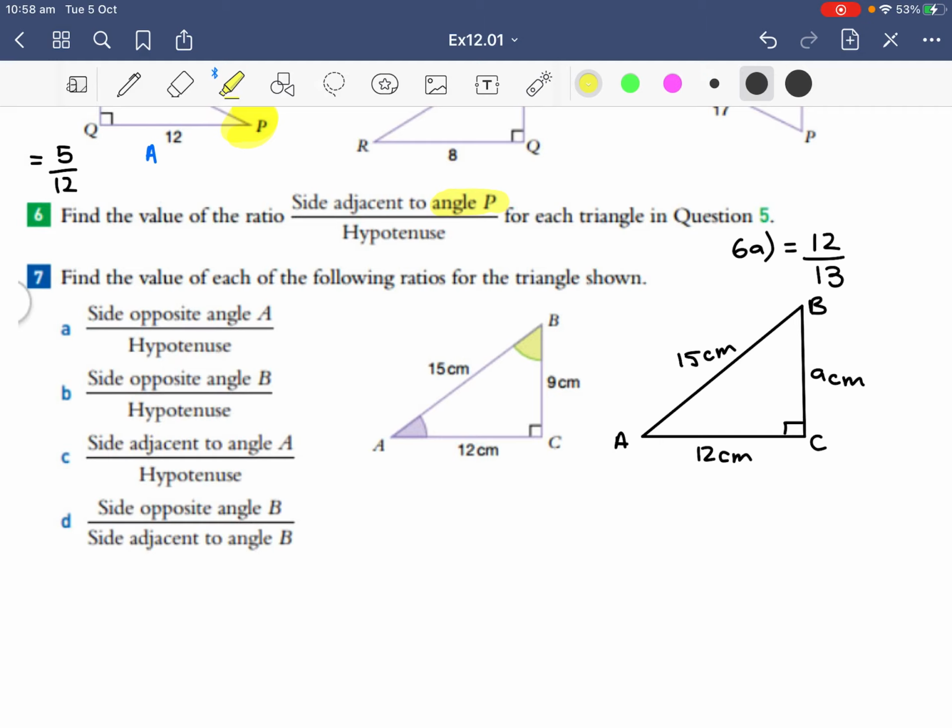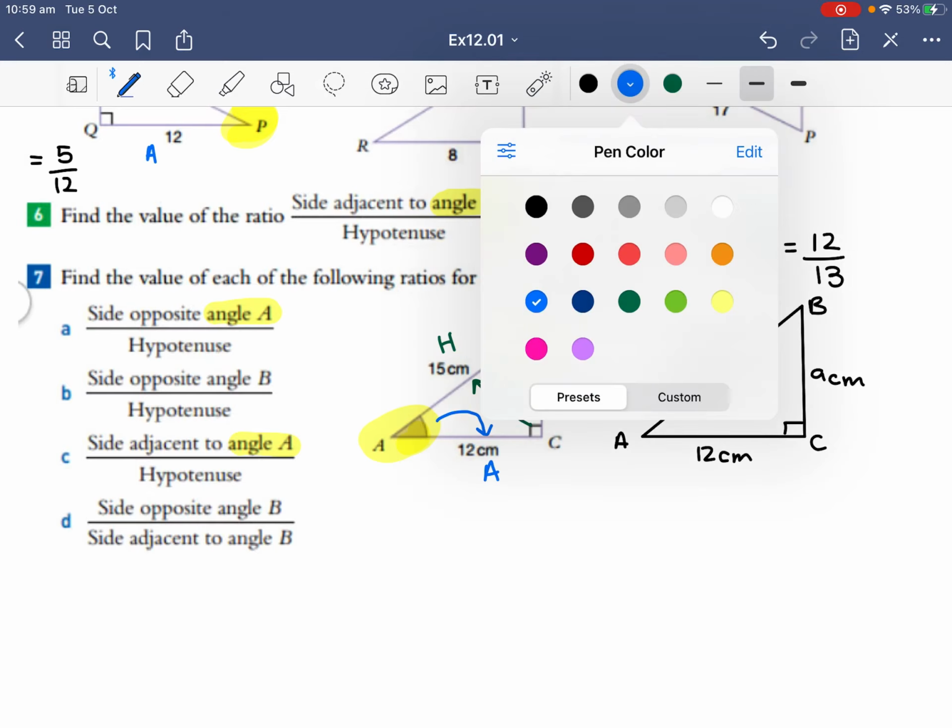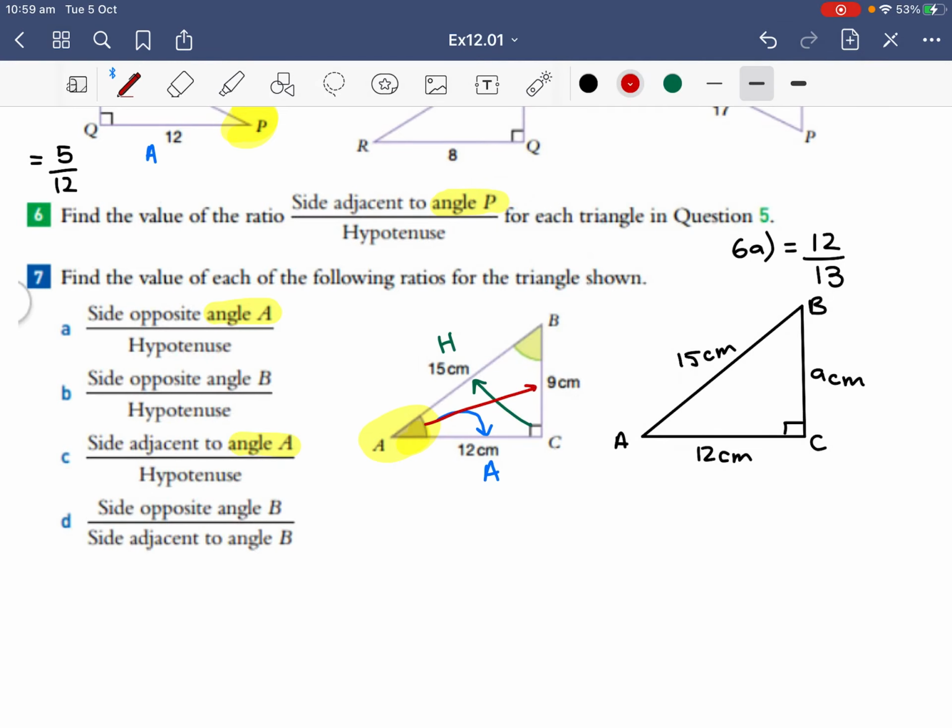Now, what I'm going to do is highlight angle A, for all the questions that have angle A in it, and I'm going to highlight it on my first picture. Then I'm going to find my hypotenuse. So my hypotenuse is 15. My adjacent is next to it, which is 12, and my opposite is opposite my angle, which is 9. I'm then going to use this triangle to find anything that has angle A.